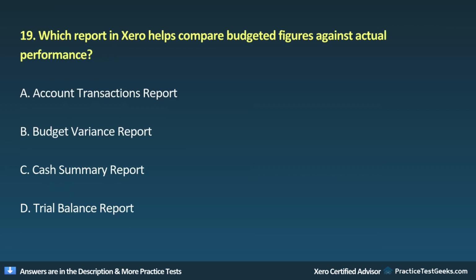19. Which report in Xero helps compare budgeted figures against actual performance? A. Account Transactions Report. B. Budget Variance Report. C. Cash Summary Report. D. Trial Balance Report. 20.